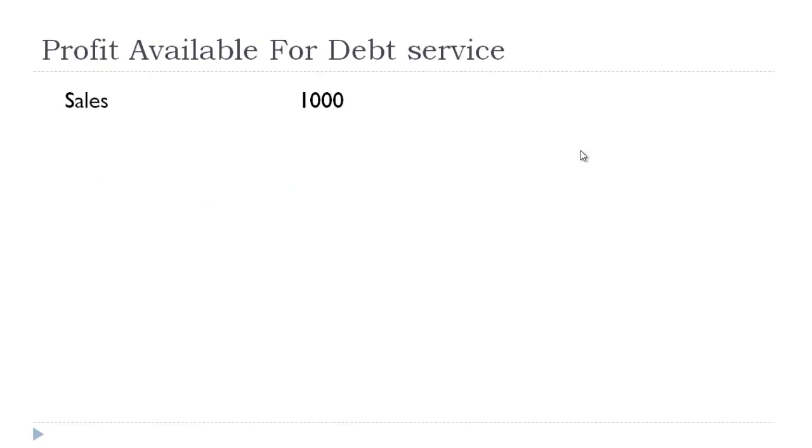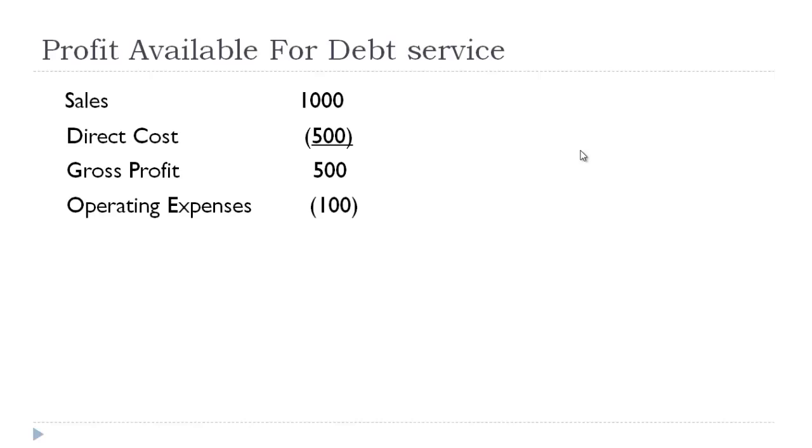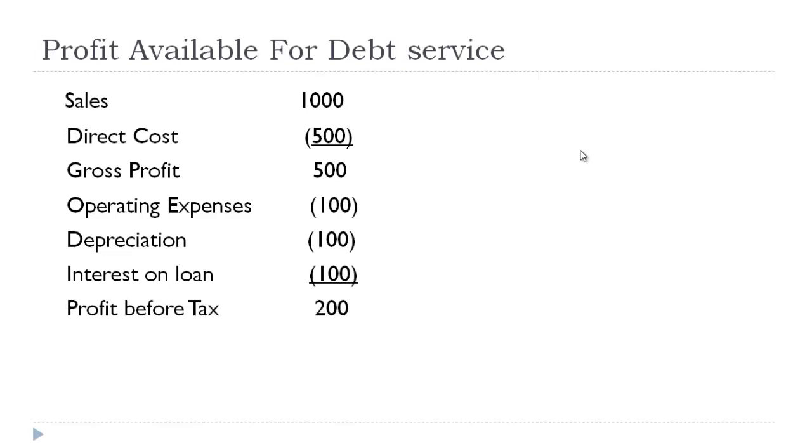So we should know what is the profit that is available for servicing the debt. So for that, we'll have an income statement which starts with sales. Let's say out of sales of 1,000, 500 goes for direct cost and the profit is 500, of which operating expenses will take a share of 100 and depreciation will take a share of another 100 and interest on loan will take a share of another 100. So the profit available is only 200. And tax will also go, let's say tax at 50%, it is another 100. So the profit after tax is what? It is 100.